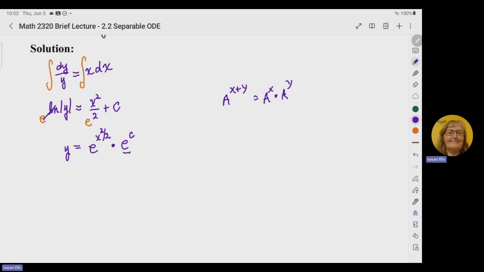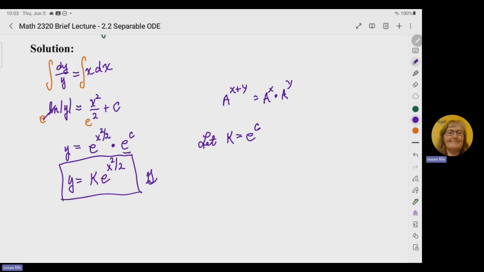And so you can break that up. I don't like my constant being e to the c. So off to the side, I'll say let k equal e to the c. And then we get y equals k e to the x squared over 2 as our general solution to the equation.